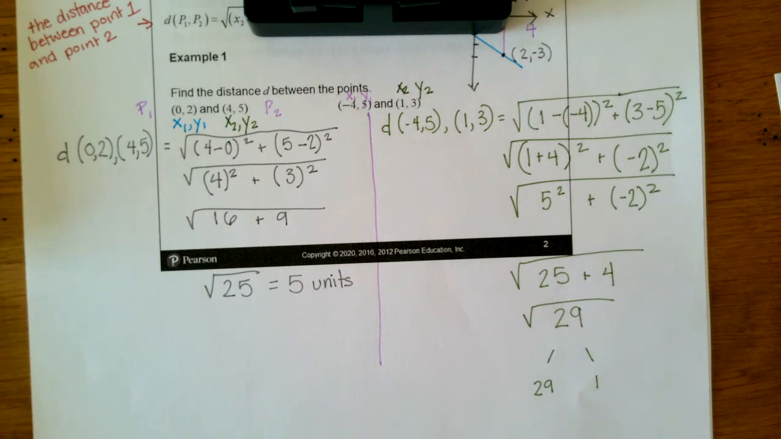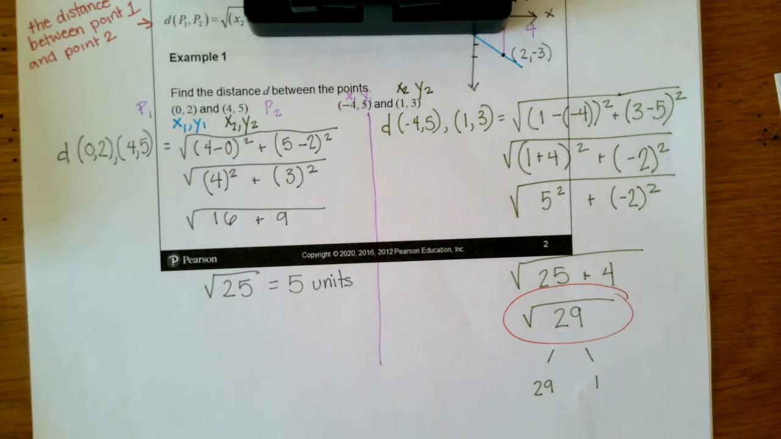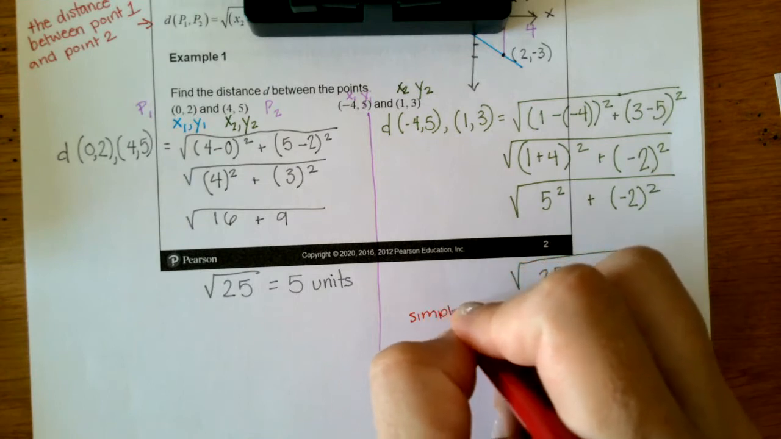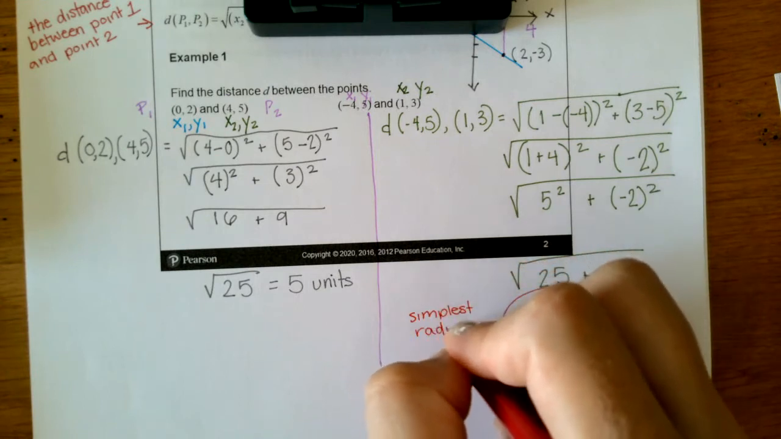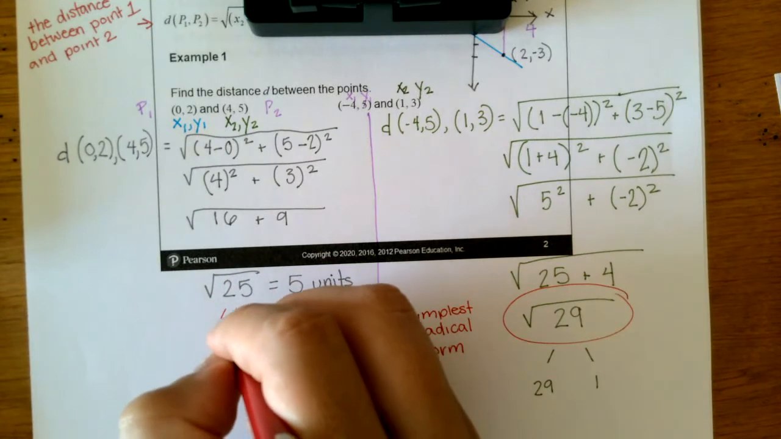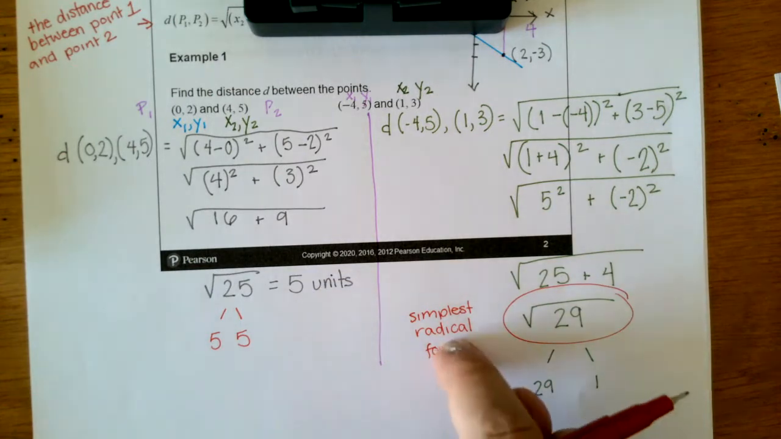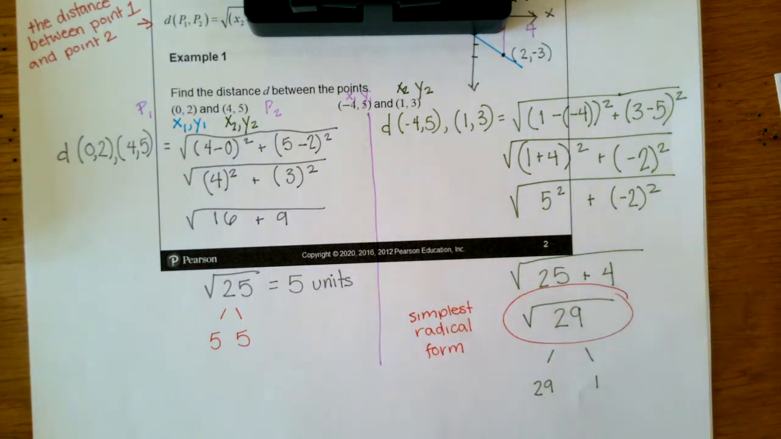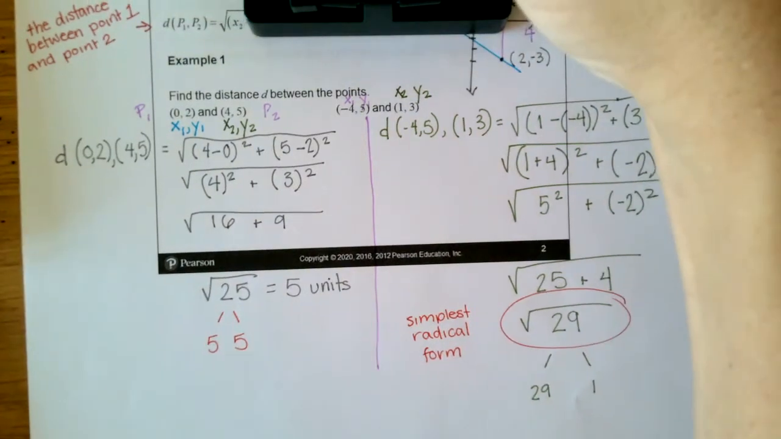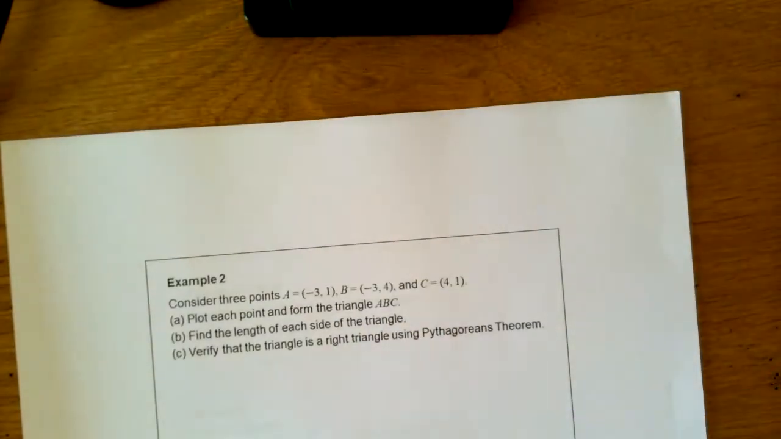And they always want it in simplest radical form. All right. So leave this in simplest radical form unless the test or the homework tells you to do something different. Simplest radical form. 25, the two factors are 5 and 5, right? And so we could take 5 out. It was a perfect square. 29, we can't take anything out. So the simplest radical form is just square root of 29. That is the distance, the square root of 29 units, you could say.